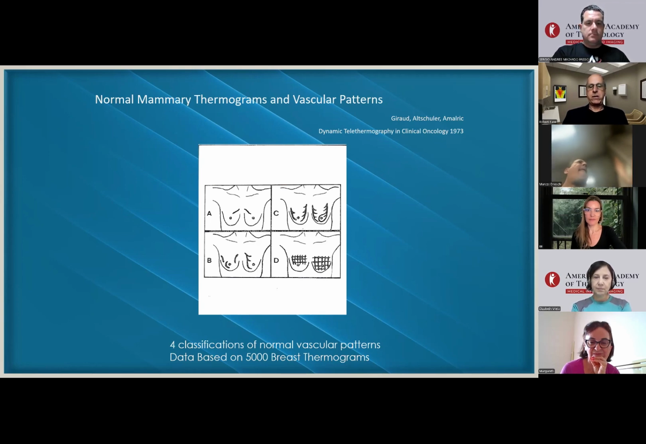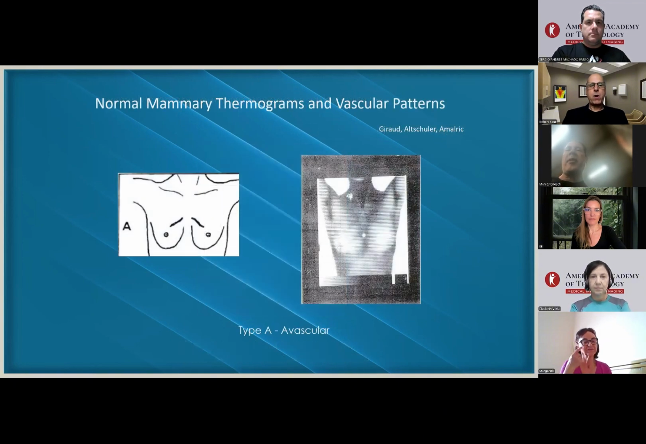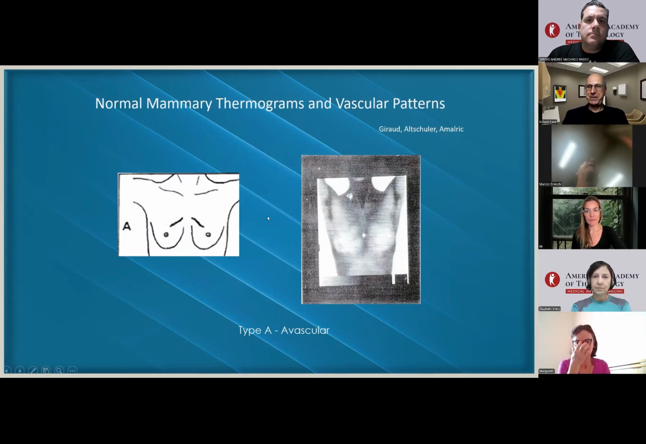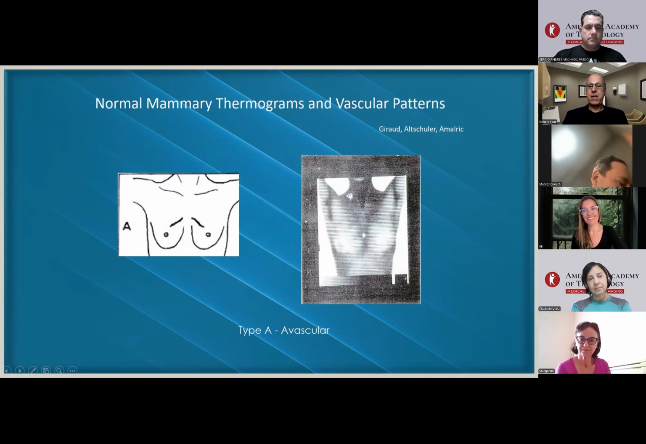What did we see in terms of these normal patterns? The first one is an avascular pattern. I've got a schematic up, and I've also got some very old images just because this is the original research. I will share with you more modern images so that you'll be able to get a feel for what it would look like in your own practices if you're working with this.